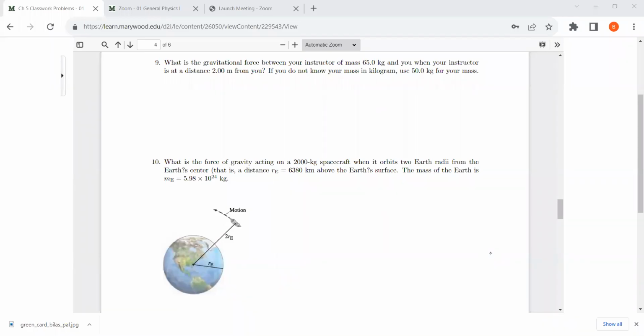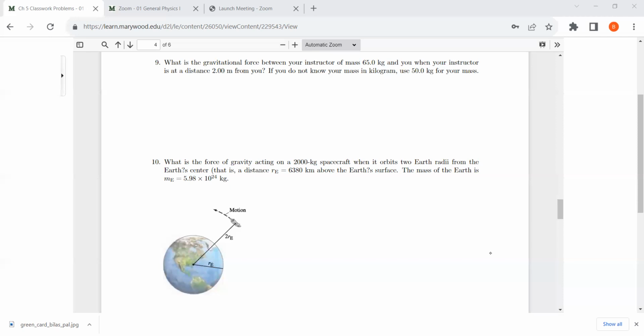All right, so let's start today's lecture. In this lecture, I'm going to solve a few more problems from chapter 5, and I think all the problems are basically based on the concept of gravitation and the satellite. The first two problems are very easy, and then we have a few little bit complicated problems.